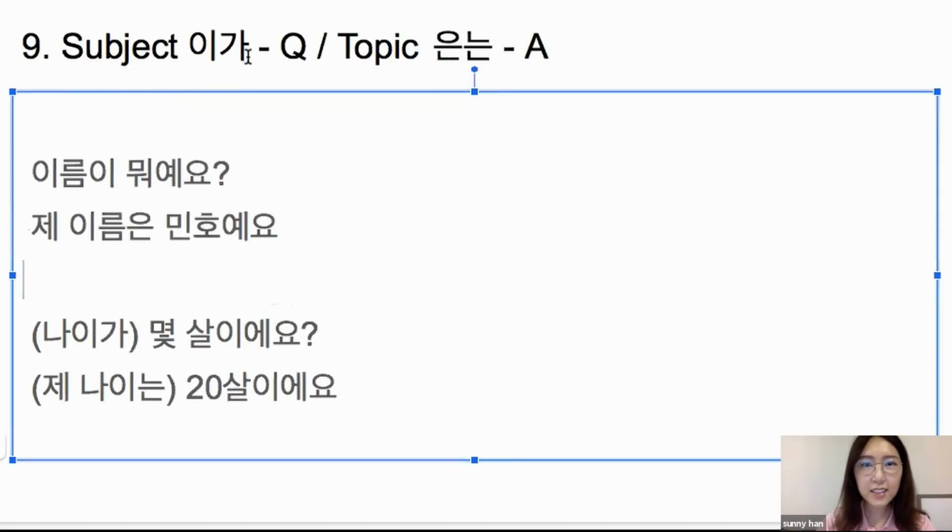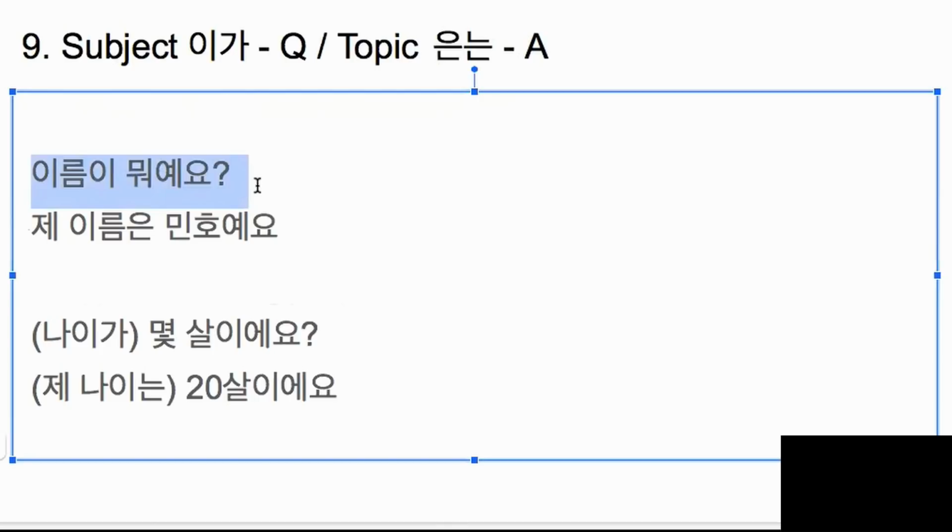When we ask a question, we use 이/가, and when we answer, we use 은/는, right? What's your name? 이름이 뭐예요?